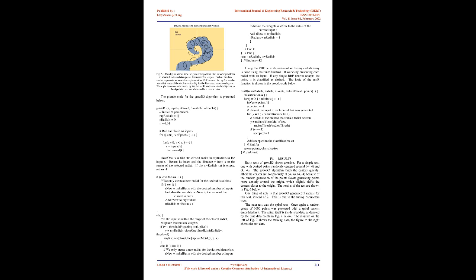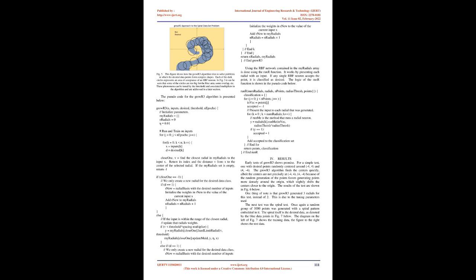Using the RBF network contained in the myradials array is done using the runR function. It works by presenting each radial with an input. If any single RBF neuron accepts the point, it is classified as desired. The logic of the runR function is shown in the pseudo code below.